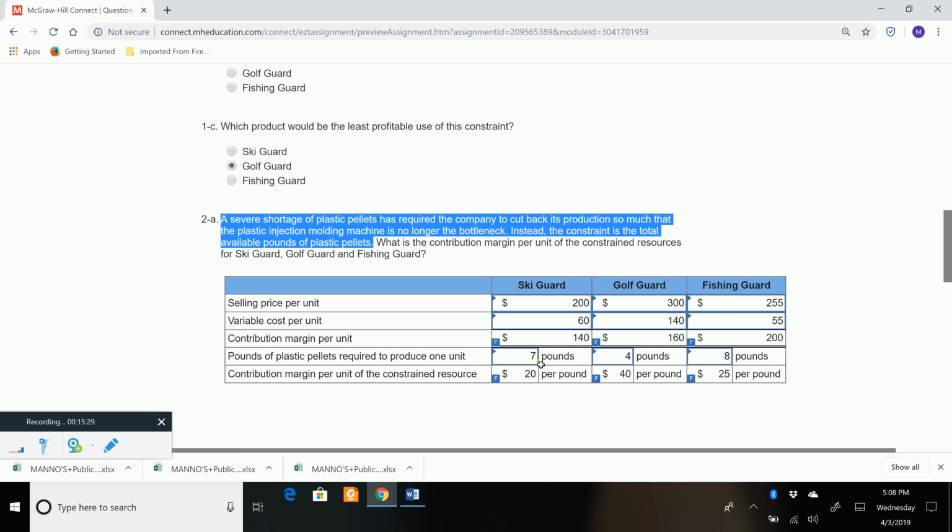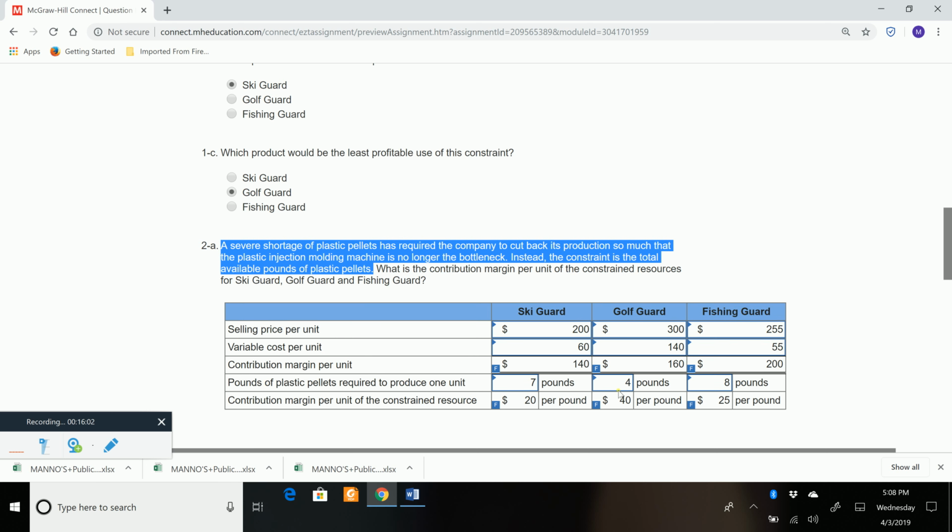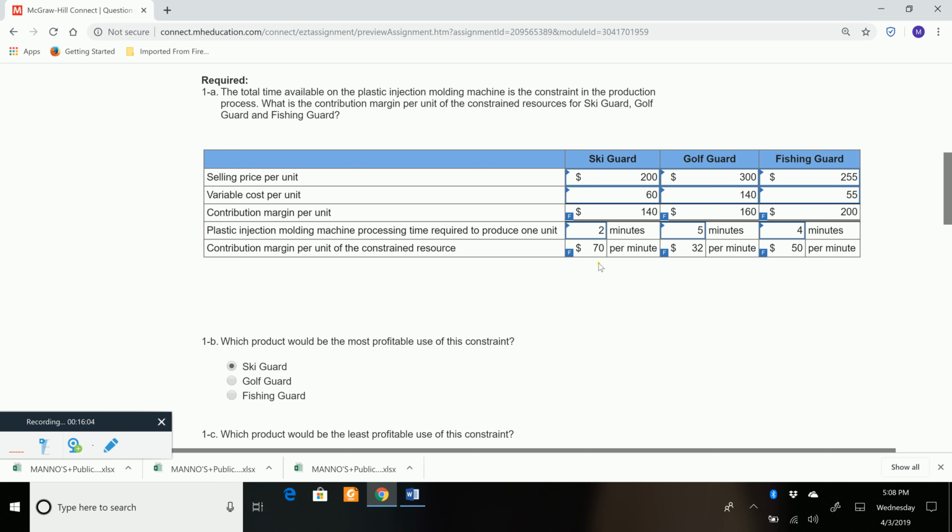So a ski guard takes 7 pounds of plastic to make, a golf guard 4 pounds, and a fishing guard 8 pounds. So if we take our contribution margin, 140 divided by 7 pounds, our contribution margin per pound of plastic is $20 per pound for the ski guard, the golf guard 160 divided by 4 or 40, and the fishing guard 200 divided by 8 or 25. So the answer would be golf guard if we have the constraint being the pounds of plastic. And the answer earlier was ski guard.